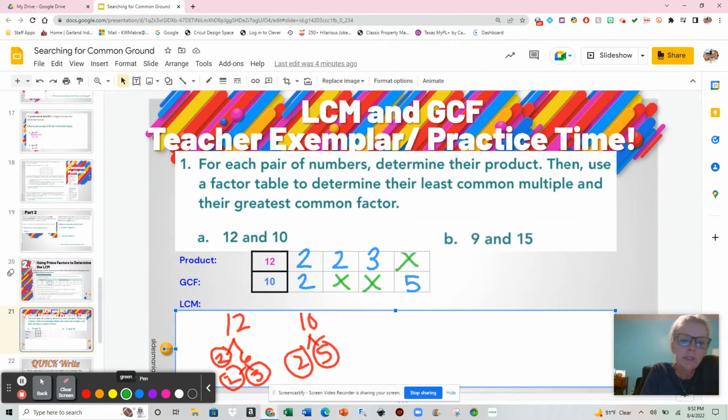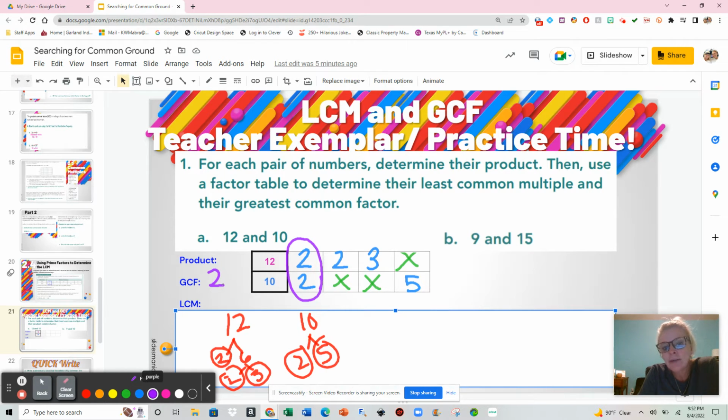All right, so now I want to look at how do I pull out my greatest common factor? How do I pull out my least common multiple? We've already figured out the prime factorization. We've already put that information into our table. Now let's look at it. Remember, the greatest common factor is going to be the ones that they have in common. Okay, in this case, they only have 2. So my greatest common factor is 2.